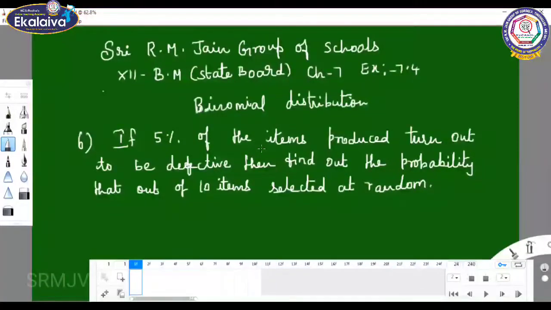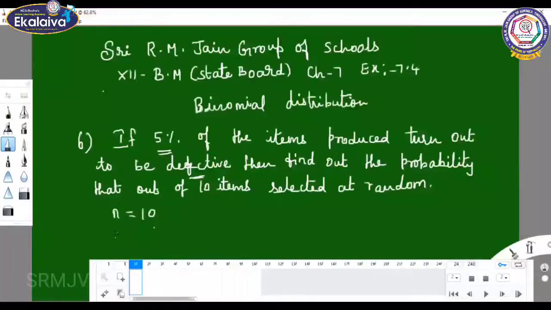This is 12th standard Business Maths, State Board, chapter 7, exercise 7.4, sixth sum. If 5% of the items produced turn out to be defective, then find the probability that out of 10 items, a random sample of 10 pieces, 10 items selected at random. How many pieces have they selected? 10 pieces. So you can take n equal to 10.